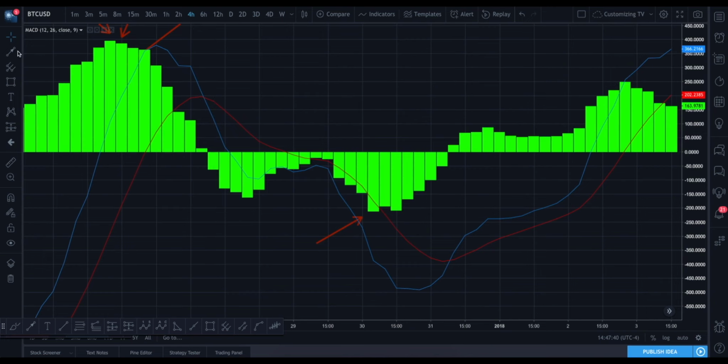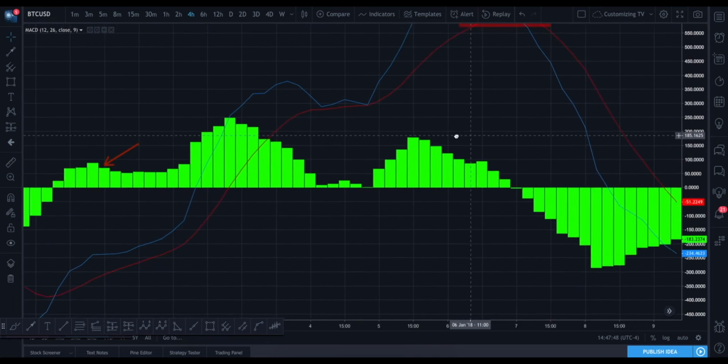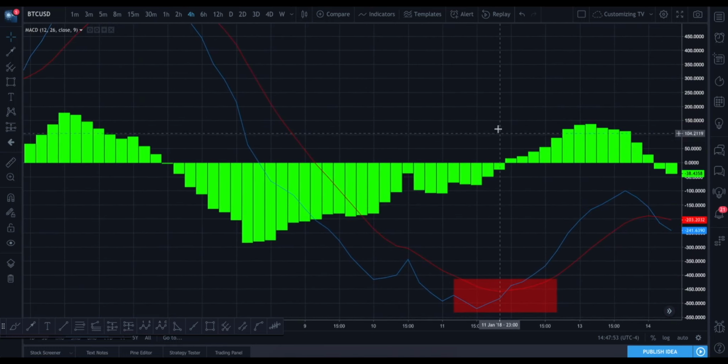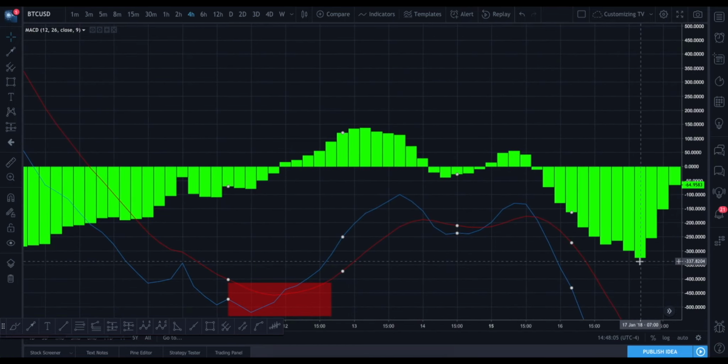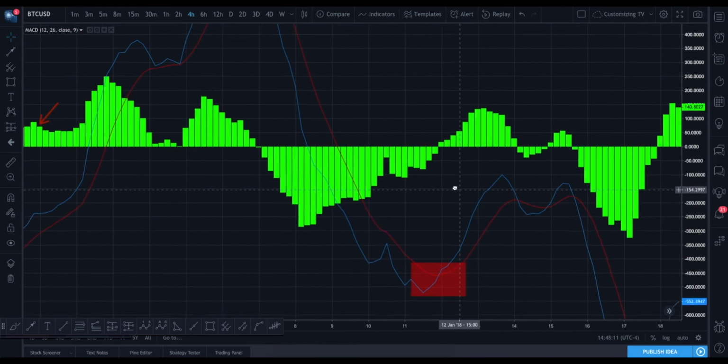Tallest bar, then the second bar lower, keeps coming down. Tallest bar, second bar lower, keeps coming down. Same here, and same here, etc. Okay? And these small differences are actually substantial, right?